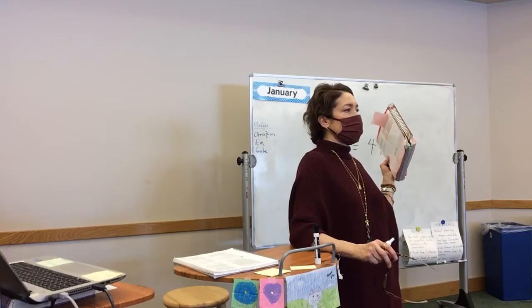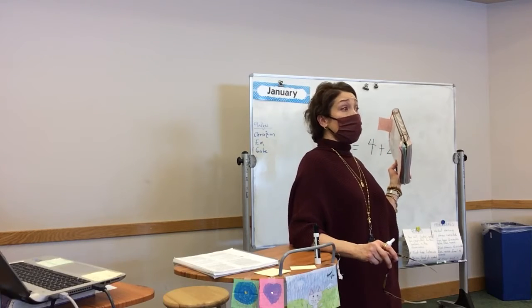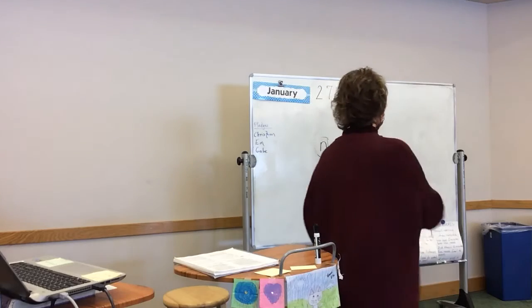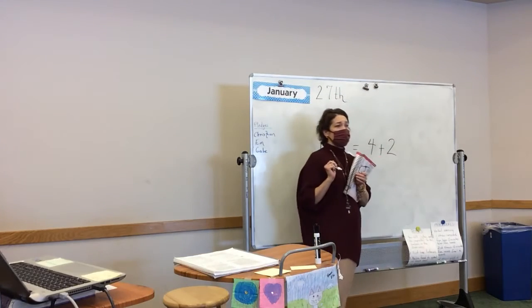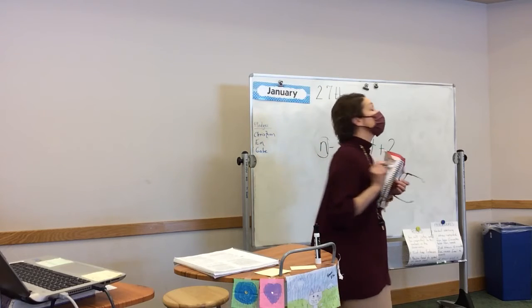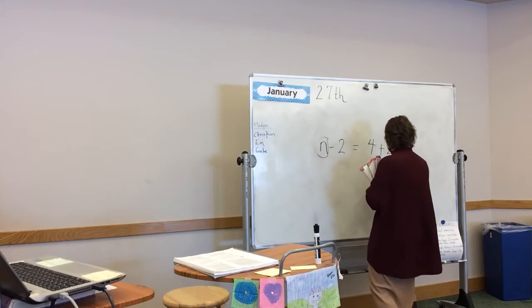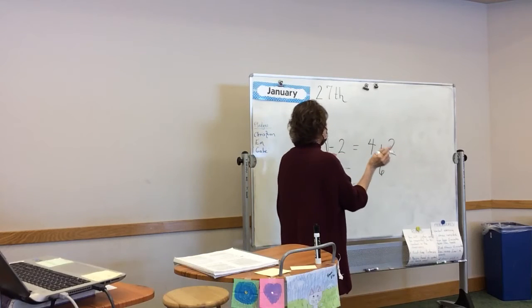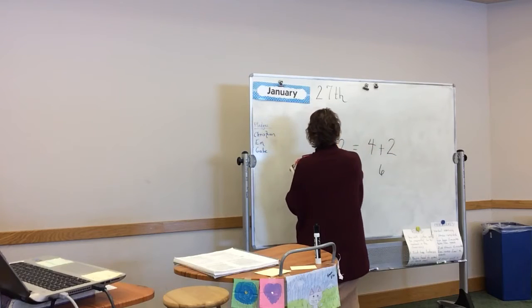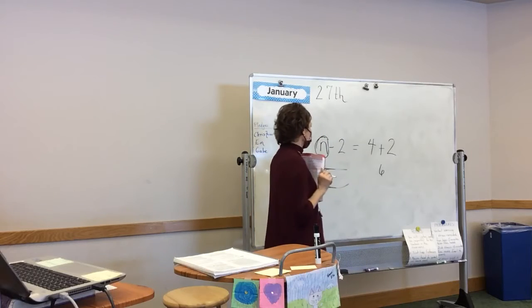Christian. 4 plus 2? Yeah, you're going to do what you know. So we know that 4 plus 2 is what? Grant. 6. Very good. All right, so we know 4 plus 2 is 6. That's what we know. So let's go back over here, try to figure out what our mystery is.